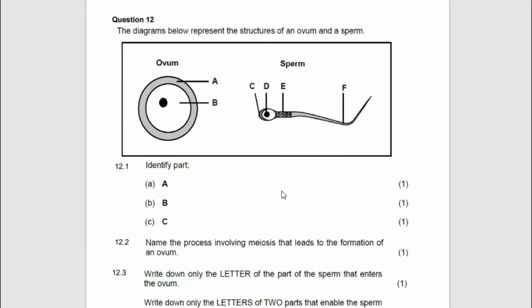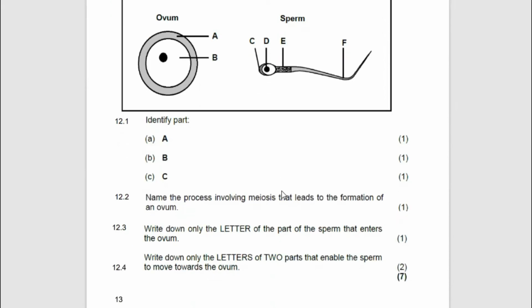This is the jelly-like layer. What is this? This is the cytoplasm. What is this? This is the acrosome. What is this? This is the nucleus. What is this? It's the middle piece or mitochondria. And then what is this? This can be a tail or flagellum. So identify part A. They have said it. Gel-like layer. Part B, cytoplasm. Part C, acrosome. You have to know the function of each.